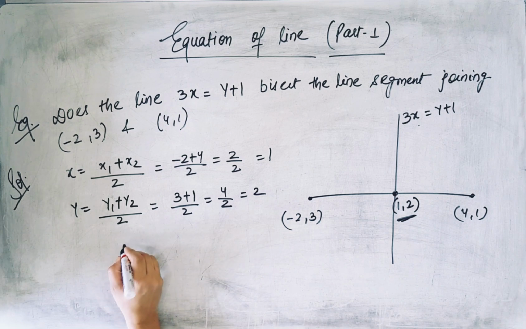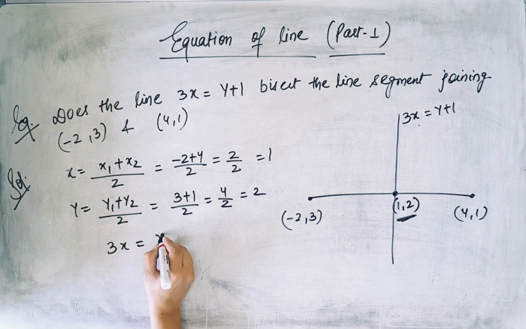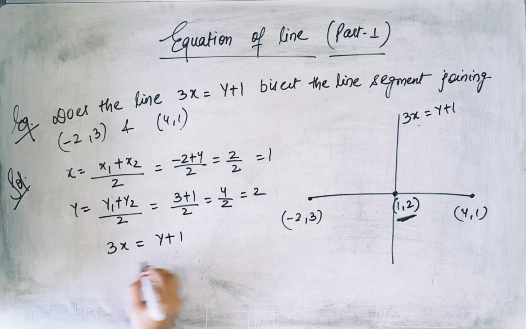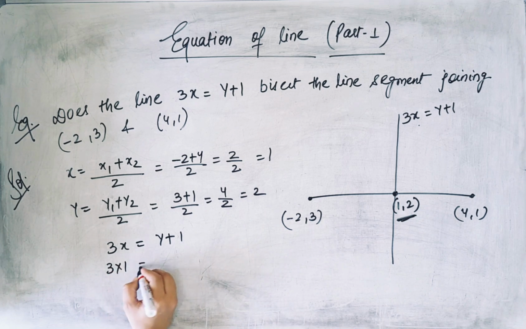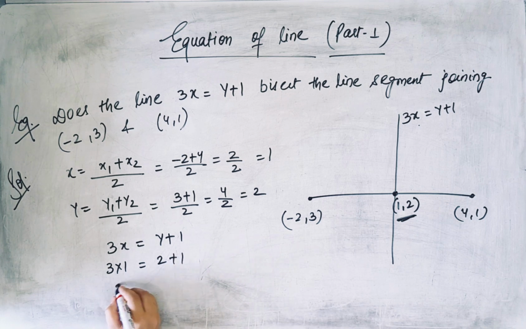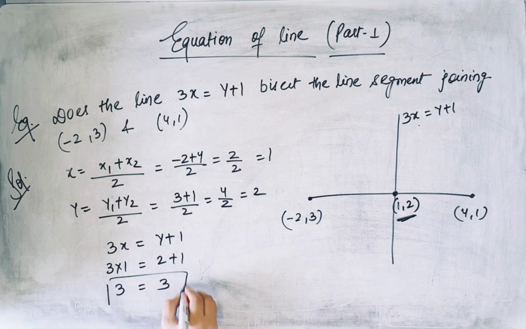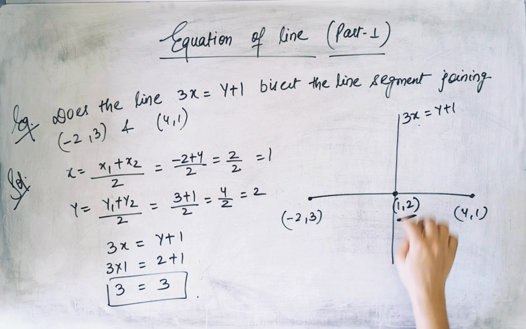So we'll put in the equation 3x equals y plus 1. Hence they are asking about the point (1, 2). So 3 into 1 equals 2 plus 1. So 3 is equal to 3. Hence LHS is equal to RHS. Therefore this point will lie on the line which is represented by this equation.